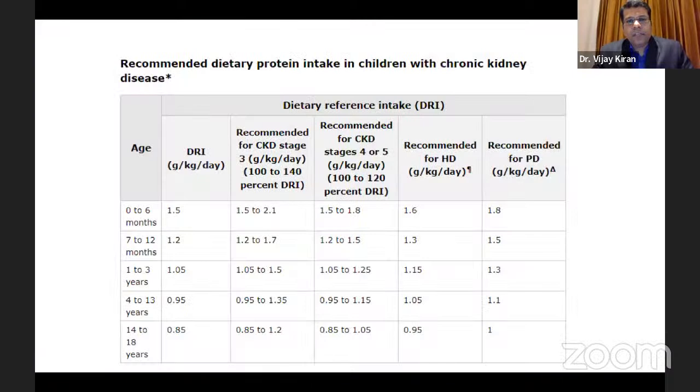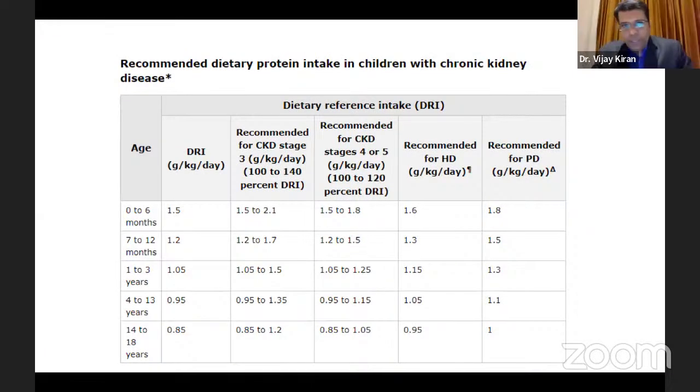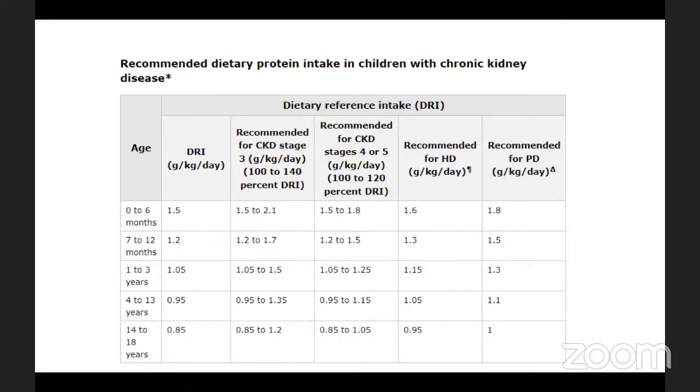So these are the recommended dietary protein intakes in children with chronic kidney disease, based on the age group, based on the CKD stage 5, based on hemodialysis, whether they are on peritoneal dialysis. These are all the recommended protein intakes. The maximum is for those patients who are on CAPD, because there's a lot of protein loss in the CAPD fluid that has to be fulfilled.